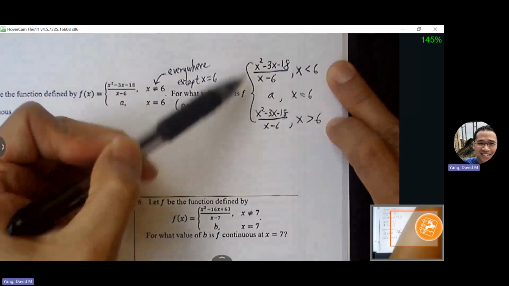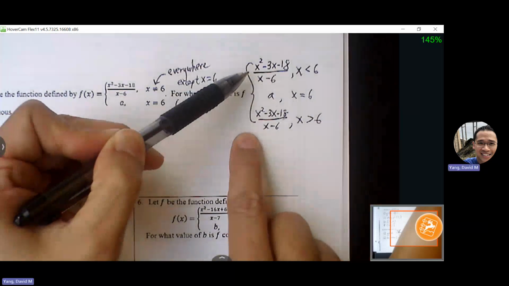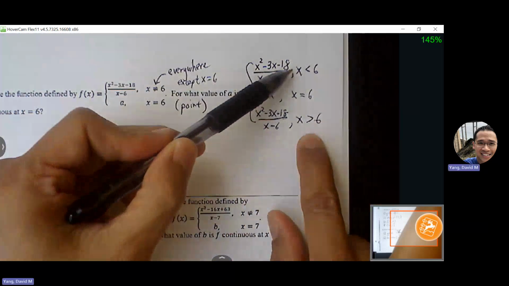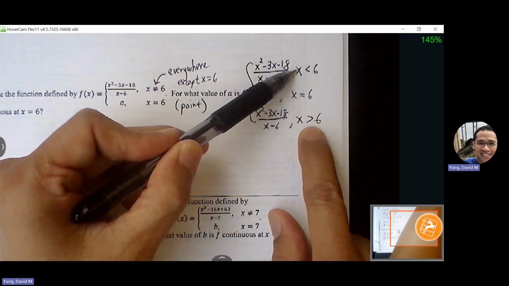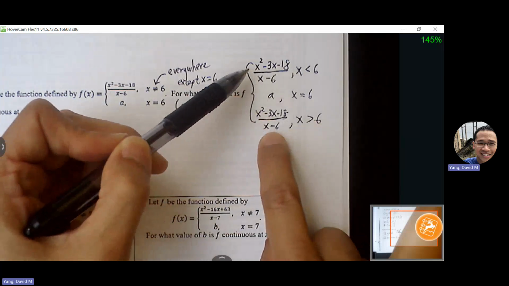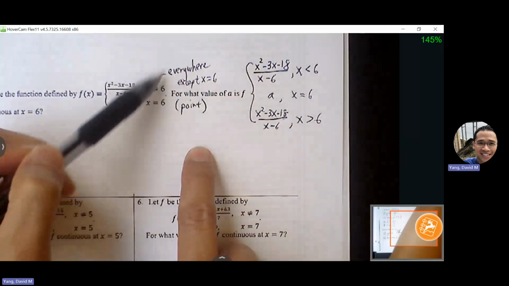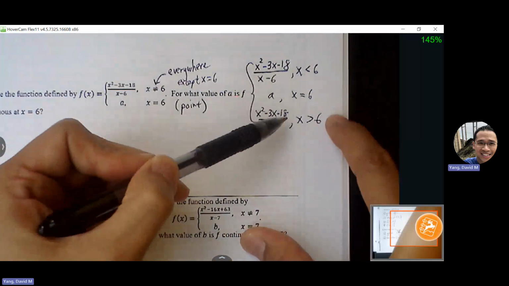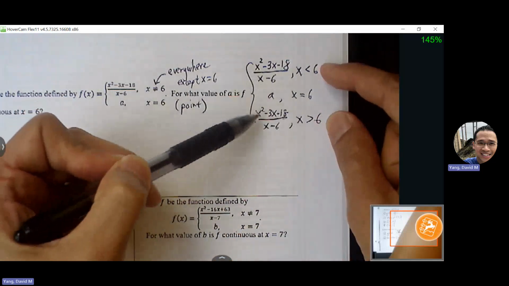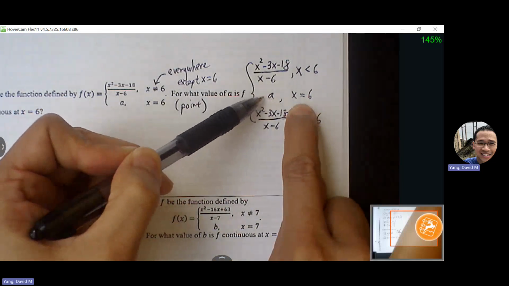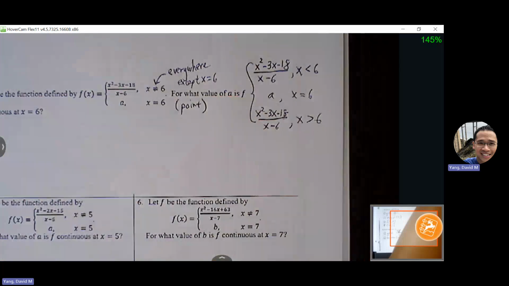And the reason that we don't write it this way is because it feels like overkill to write the same expression that's to the left of 6 and to the right of 6. But that's basically what's happening, right? Everywhere except 6 means to the left of 6 and to the right of 6. The graph is the same on either side of 6. It's just defined differently at that point at 6.